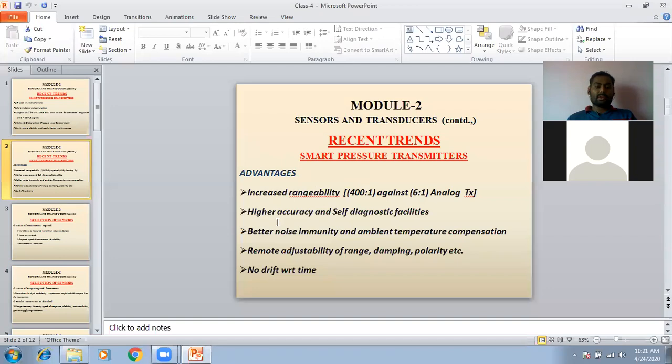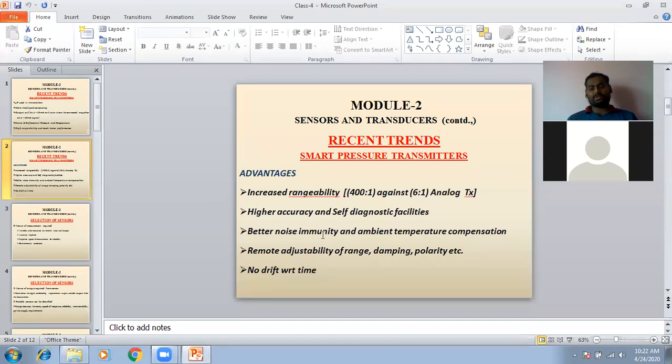Coming to accuracy, the accuracy of these smart pressure transducers is very high. They have self-diagnosing and self-healing capabilities, and better noise immunity, so they can remove the noise in the signal itself. They also have ambient temperature compensation.